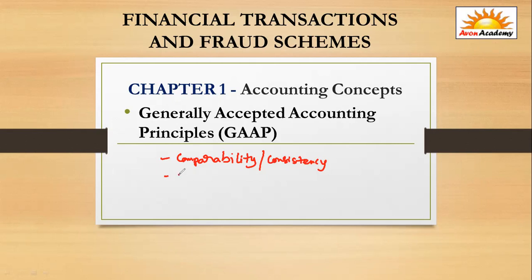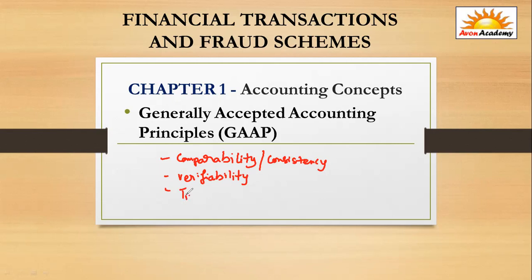So, another feature or a qualitative aspect, that is verifiability. Because if it is not verifiable, how are you going to get the consensus of your board or the shareholders to agree that whatever you have shown in your statements, they are true and fair? So that's where the verifiability comes into place.